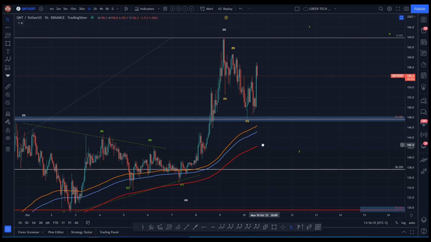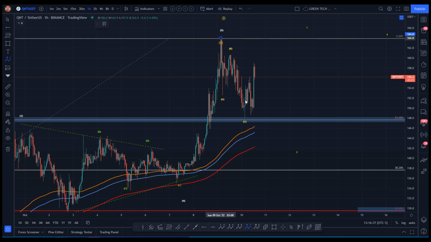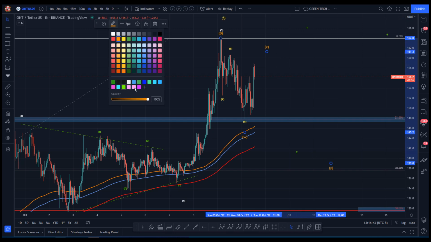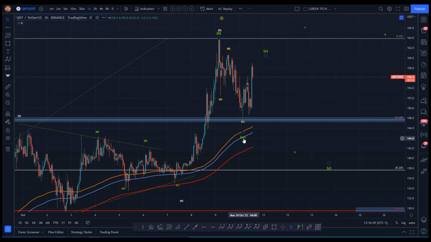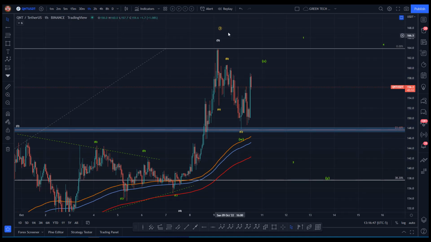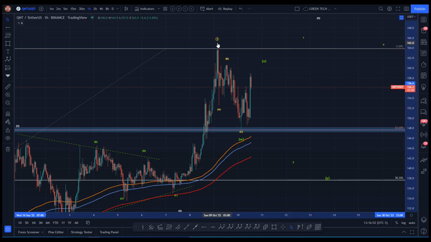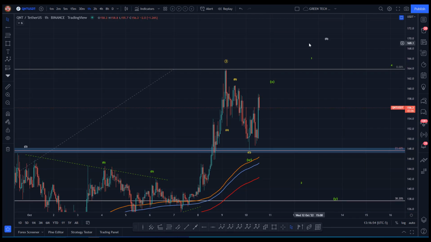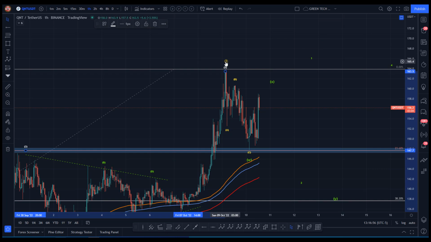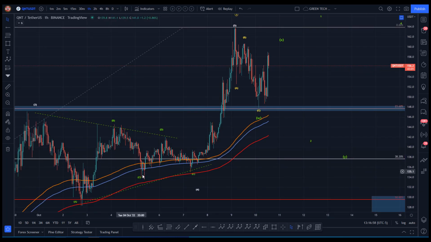Well, let's consider the alternative. Let's just map it out. If this is a W and we're working on an X, well, right now then we'd be looking for a 3 to bring it down. Okay, so how would that play with the count? So on the assumption here we're not quite done. Or pardon me, this would have us done here. All right, so we'd have an ABC into a W, working on a 3 into an X.